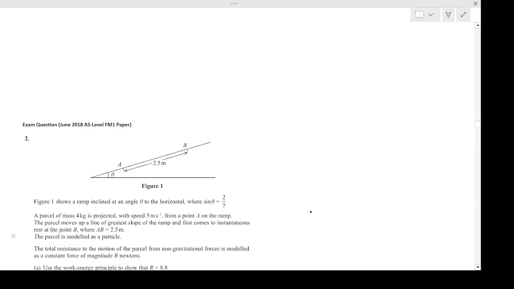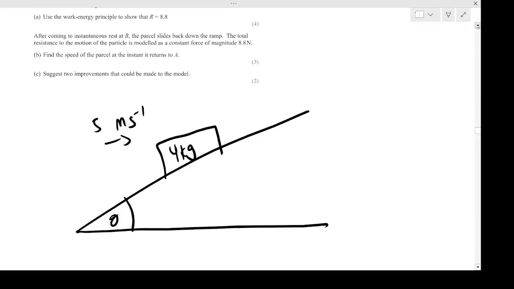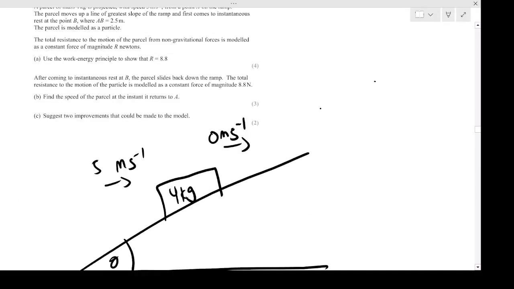What speeds am I given? Well, I start with speed 5. That's my initial speed, and then it goes up the ramp. And then it says it first comes to rest. So it means it goes to 0 speed, and I'm told the distance between these 2 points is 2.5. So I'm making note of that.